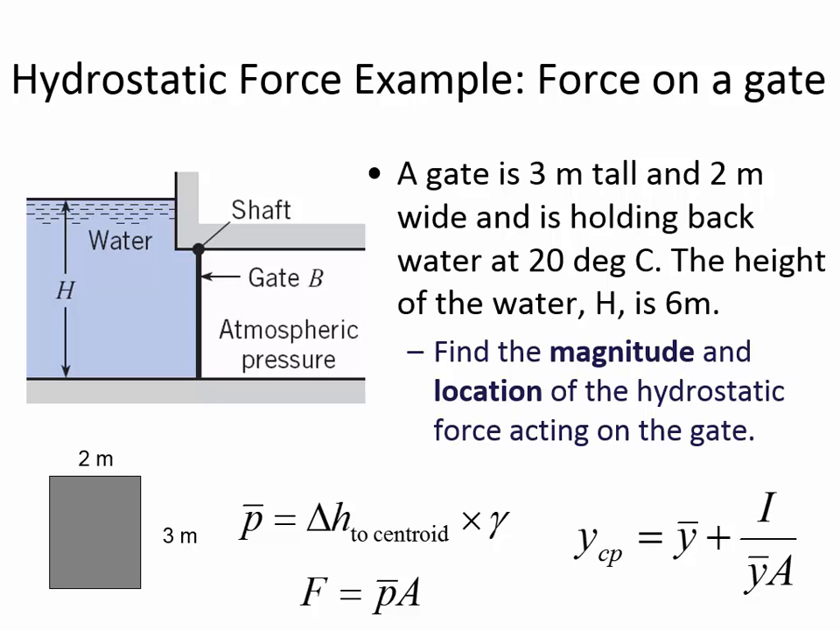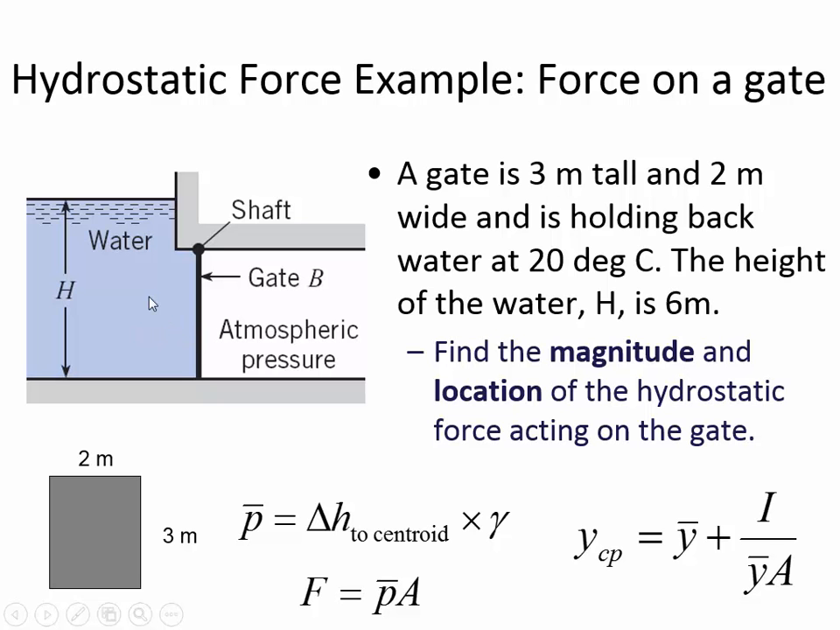But in any case, hopefully you can keep that straight: the Y bar is 4.5 meters, and the area moment of inertia has units of 4.5 meters to the fourth. When we divide that area moment of inertia by Y bar A, which when multiplied has units of meters to the third, it cancels out the meters to the fourth, and the overall YCP, the depth of the center of pressure, is 4.667 meters. That's how far it is from the water line down to where the force is located. So all the way from the surface vertically down to where the force is located.